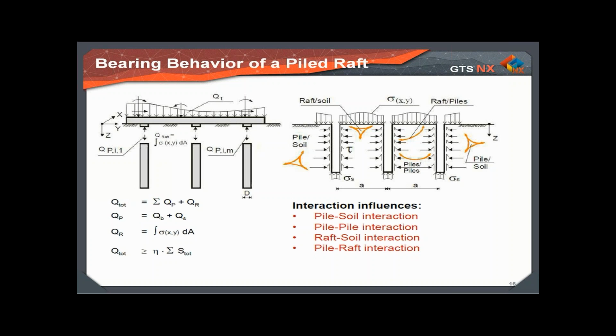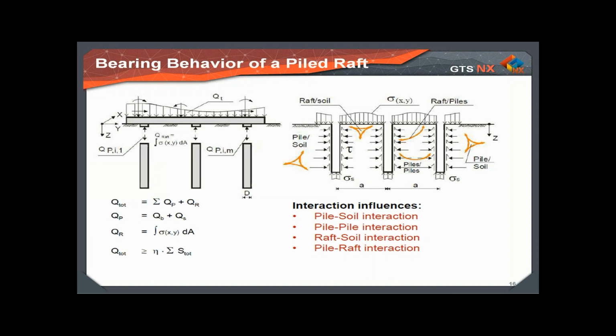These four arrows showing the interaction: we have pile-soil interaction, raft-soil interaction, raft-pile interaction, and pile-pile interaction. These interactions are very critical, governing how the piled raft will behave or perform and its bearing capacity at the end. The total bearing capacity of the piled raft will be the summation of the bearing capacity of the piles plus the bearing capacity of the raft.